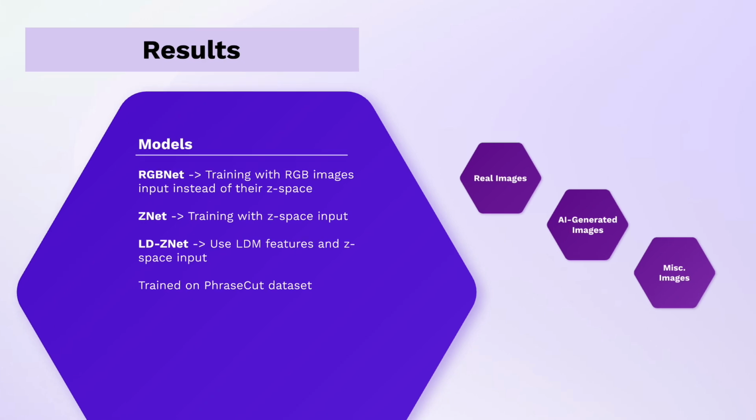Before taking a look at the results, let me introduce the three models we trained on the Fresca dataset: RGBNet, ZNet, and LD-ZNet. While RGBNet uses only the RGB images to train the segmentation network, ZNet uses Z features as its input. We use RGBNet as our baseline for all our experiments. Our final model, LD-ZNet, also incorporates the internal representations from the LDM in addition to the Z feature as input. We evaluate all our models and previous works on real images, AI-generated images, and other miscellaneous examples.